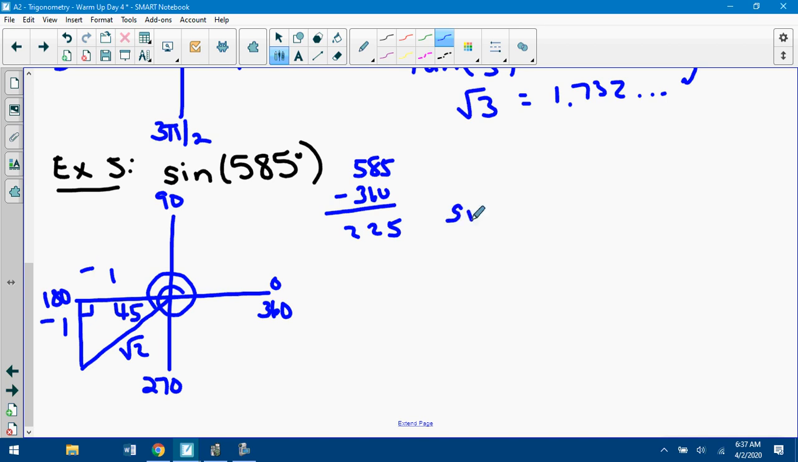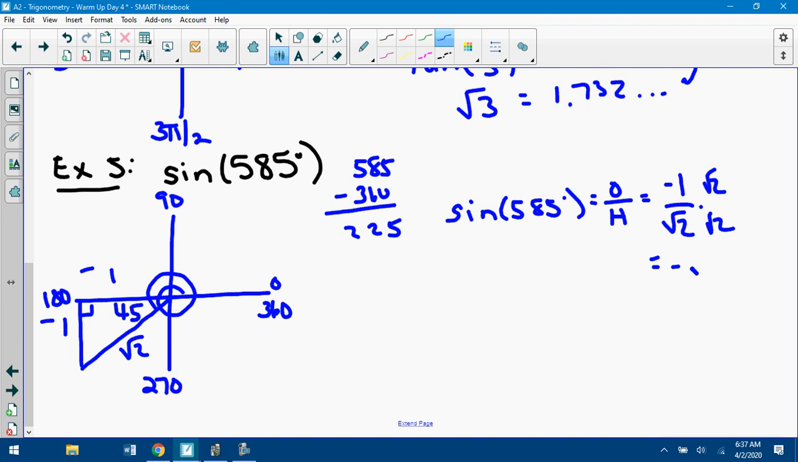Okay, so sine of 585 degrees. Sine is always opposite over hypotenuse. Opposite of 45 is negative 1. Hypotenuse is the radical 2. You want simplest radical form, so multiply top and bottom by radical 2. And your final answer is negative radical 2 over 2. And you show your check.